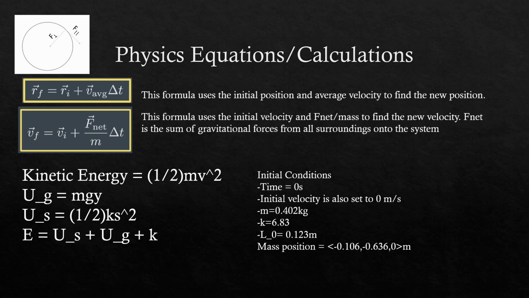The initial conditions for this experiment: we set time to 0. We set the initial velocity to 0 meters per second as it's supposed to be released from rest. The mass was given at 0.402 kilograms. The spring constant is 6.83, and we were also given the relaxed length of the spring to be 0.123 meters. Given it's also the initial position of the mass.